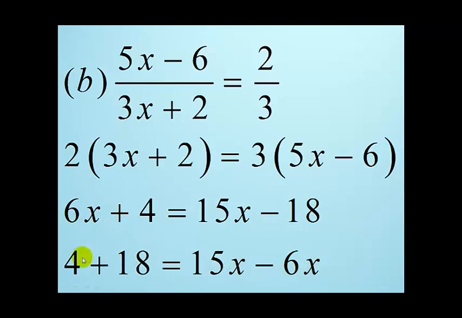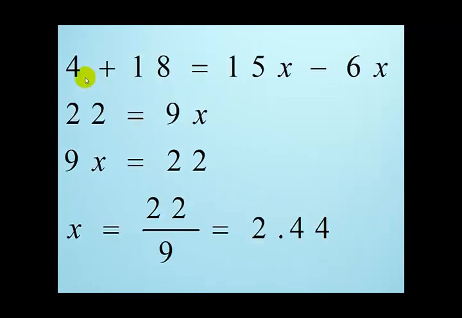So 4 plus 18 is equal to 22. And this is equal to 15x minus 6x, which will give us 9x. Now let's proceed. From 4 plus 18 is equal to 15x minus 6x, 4 plus 18 equals 22, and this is equal to 15x minus 6x equals 9x. Now 22 equals 9x can also be written as 9x equals 22.